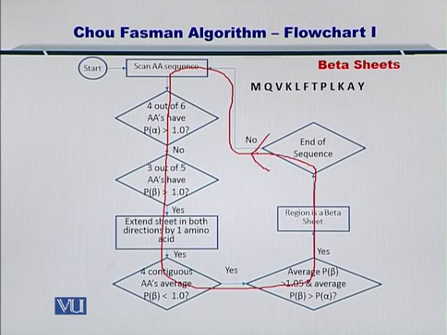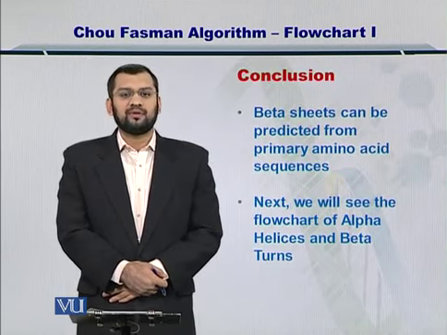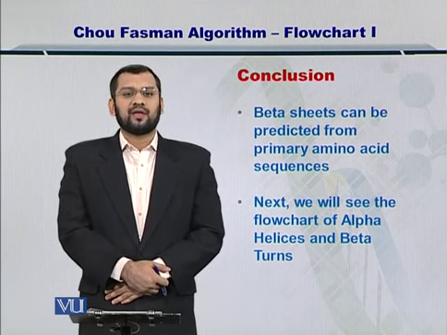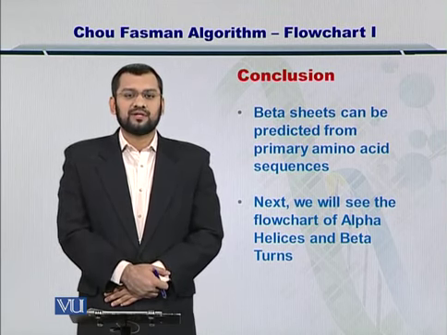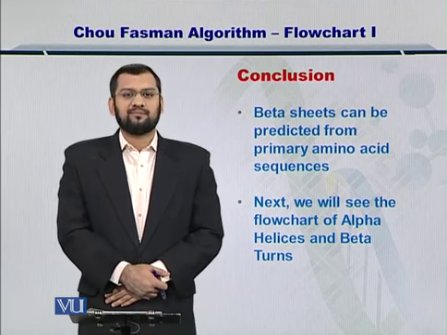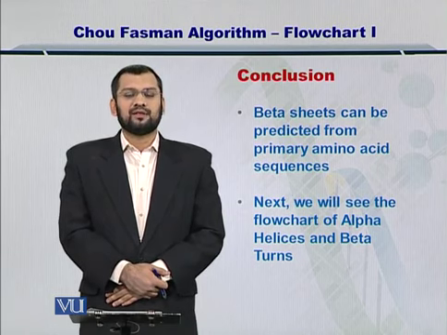So in this way, you can evaluate all beta sheets and you can arrive at that portion of the structure which is formed by beta sheets. So in conclusion, beta sheets can be formed by amino acids by looking at the algorithm, and therefore you can construct the beta sheets, beta strands by using the Chow-Fasman algorithm. Next is the alpha helices and loops, and we'll look at them in later modules.